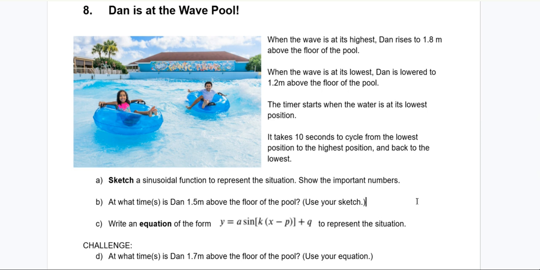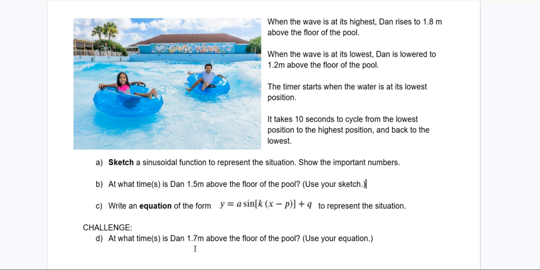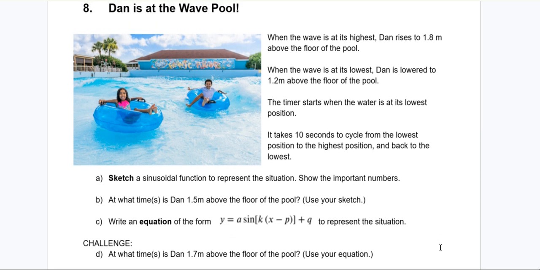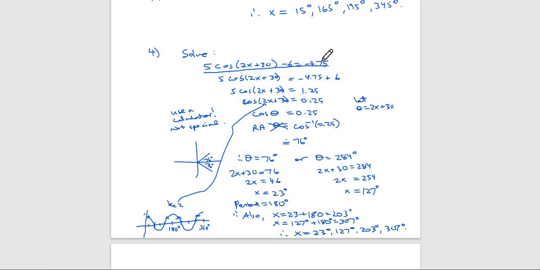And so we write the equation from the sketch, and then it says, at what time is Dan 1.7 meters above the floor of the pool? So in this question, the y represents the height above the floor of the pool, and then you have all your other values, and the x is the time. So for question D, you're going to put the 1.7 on the left side, and you're solving for the x, which means that's going to be the situation where we have to set up the equation like this with the height on one side and then all the rest of the stuff on the other side, and we have to solve for the time.